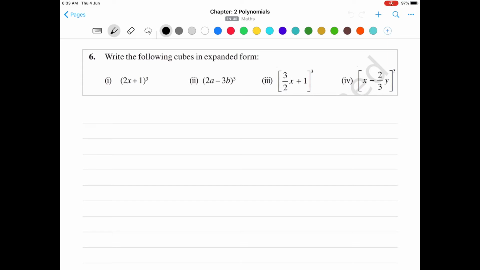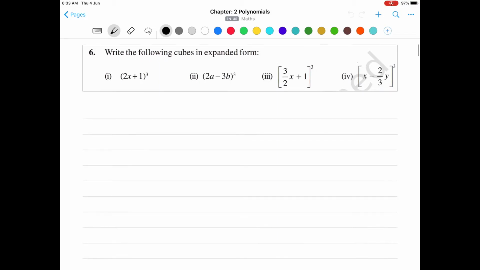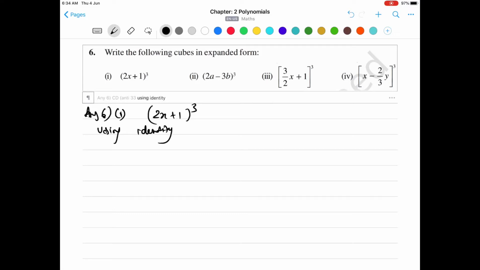Question: write the following cubes in expanded form. Let's write its answer. Answer number 6, part 1: we have (2x + 1) whole cube, and we have to expand it. We can expand it by using an identity, so we write the identity first. We'll use the identity (x + y) whole cube, which is equal to x cube plus y cube plus 3x square y plus 3xy square. Okay, let's solve this now.